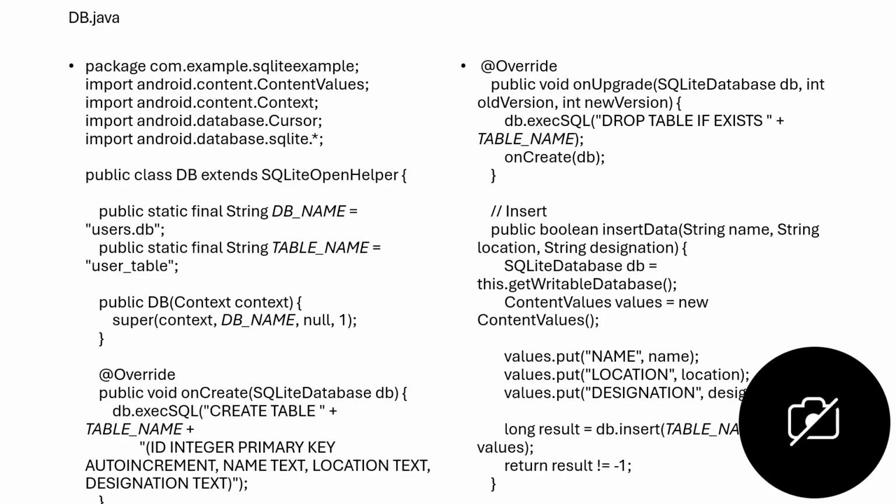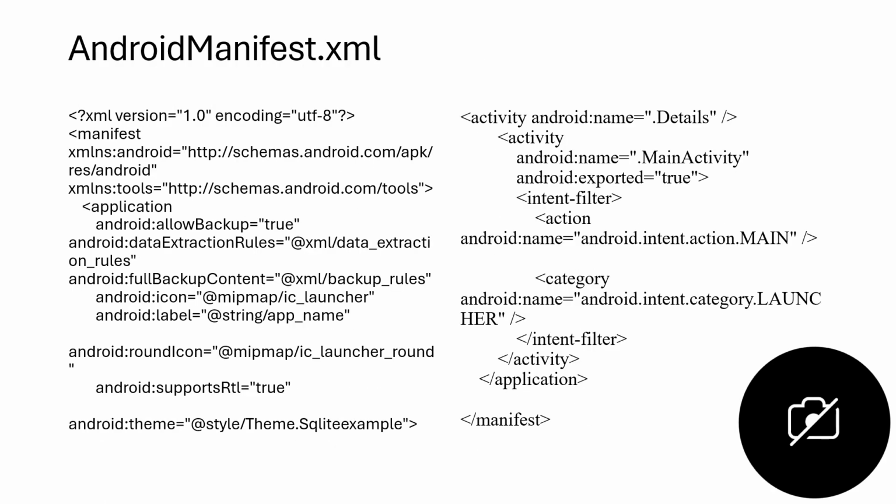Next, manifest XML program. This manifest XML file registers all application activities, the main activity and the detail activity. It defines the application entry point and allows Android to navigate between screens. Without registering these activities in the manifest file, Android cannot launch or switch between screens.